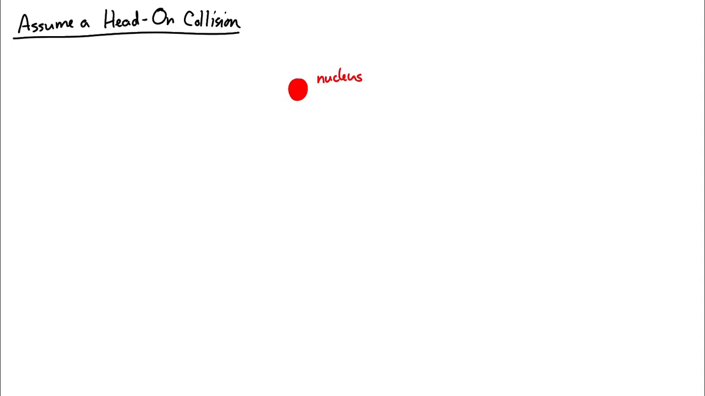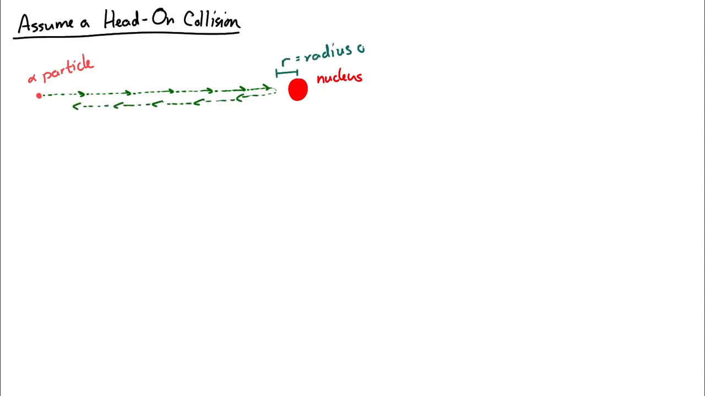Assume we have a head-on collision just for simplicity, and we're going to draw the nucleus right there, and we're going to have an incoming alpha particle. Let's imagine that we're trying to calculate the radius of closest approach. So that's the closest distance that the alpha particle gets to the center of the nucleus. And we're going to calculate that using energy conservation.